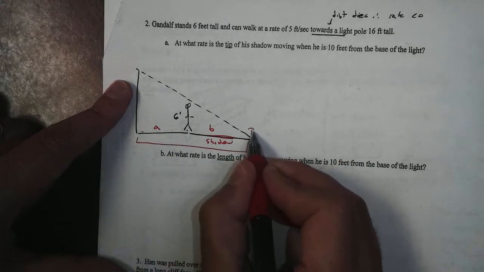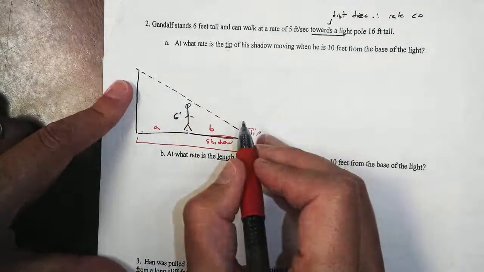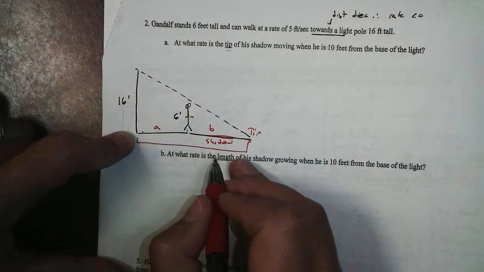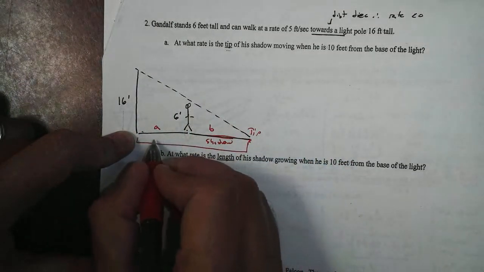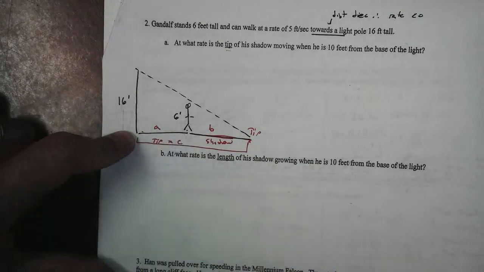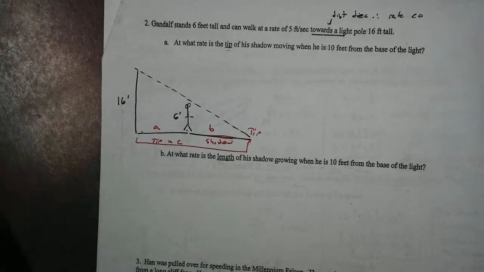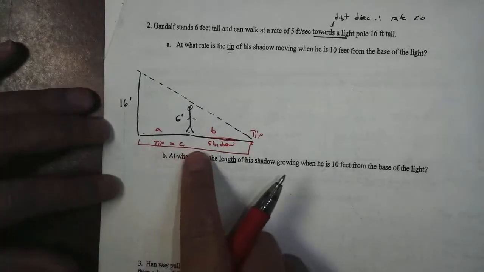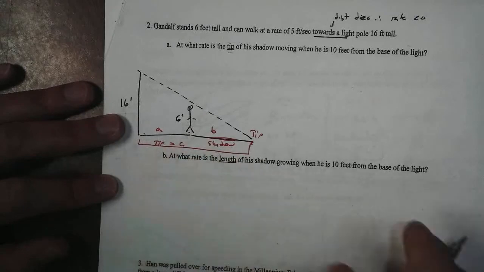Anytime we measure the tip of a shadow, we always measure to the light post. So this is the tip of the shadow, and we'll call this whole length C right there. Just to have everything, give everything a variable that changes, right? Anything that changes is a variable.